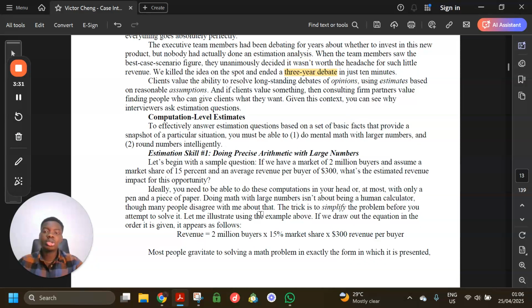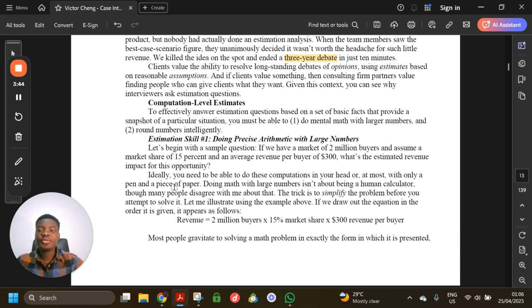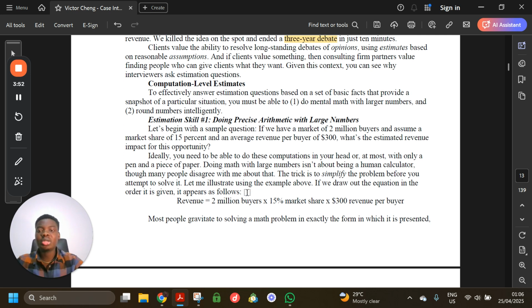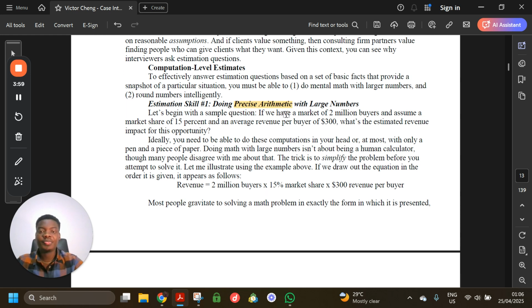So this is just a good example, or analogy, to show that sometimes estimates can prove to be very valuable for business. There are a few skills, actually about 6 of them, that you should keep in mind when doing estimates. The first one is that you sometimes need to do precise arithmetic with large numbers. And here we have an example of a market of 2 million buyers with a market share of 15% and revenue per buyer of $300.